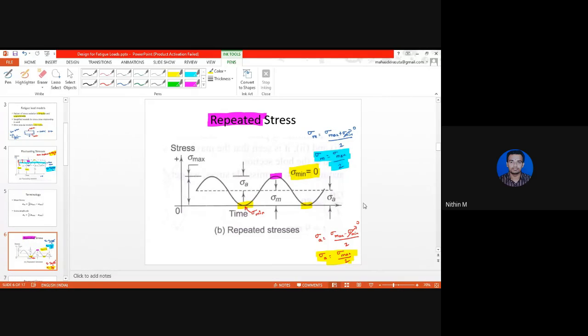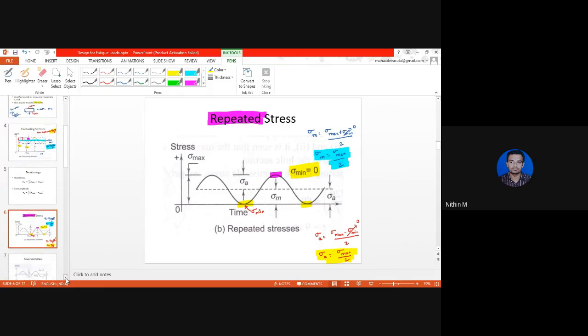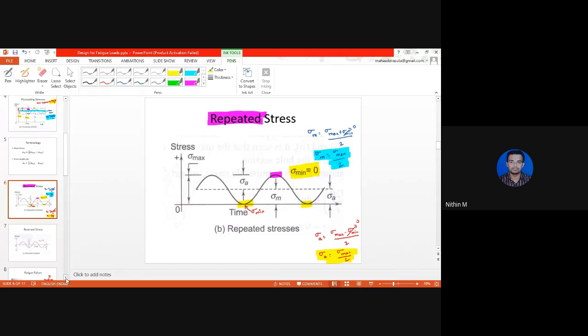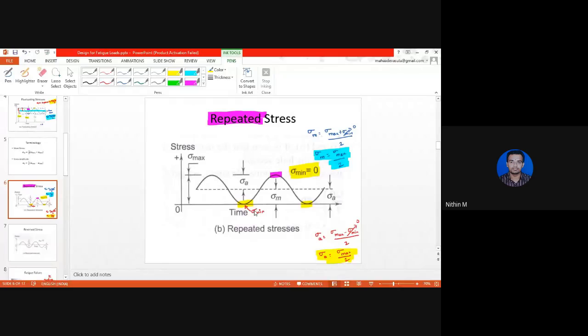So, in other words, both stress amplitude as well as mean stress will have the same value when the stress is repeated. Is the concept clear? Am I audible? Yes, sir. Okay, fine. This concept is understood, right? Yes sir. When there is repeated stress, the minimum stress value is 0. Since the minimum stress value is 0, the mean stress as well as stress amplitude will have the same values.